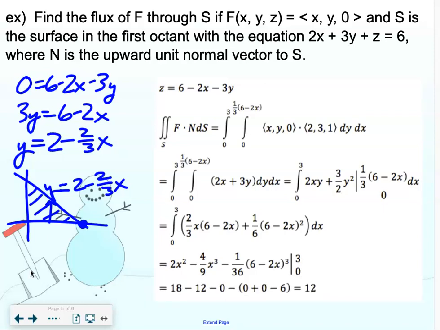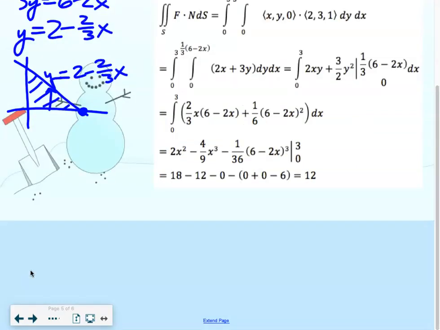So, here, wait, let me extend. Okay, so think of this 2/3 of 6. You get 4x, so the antiderivative would be 2x squared. Here you get negative 4/3 x squared, so the antiderivative would be negative 4/9 x cubed. Here you have 1/6 times 1/3 this cubed divided by negative 2. So it all works out to be negative 1/36 times that quantity cubed from 0 to 3.